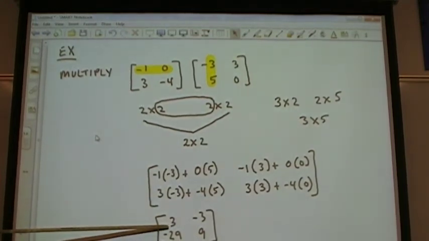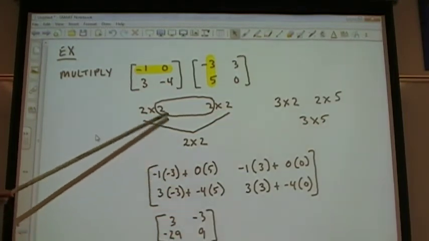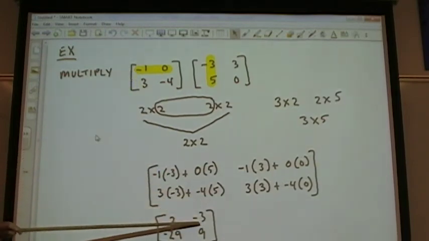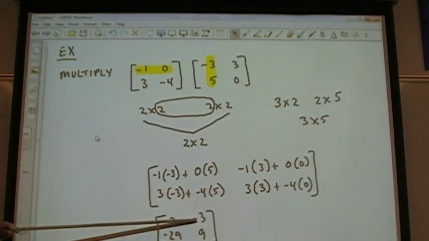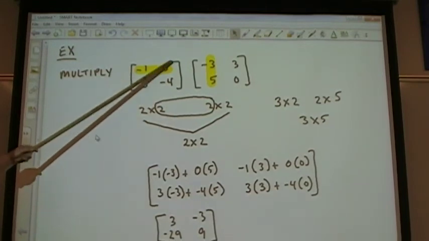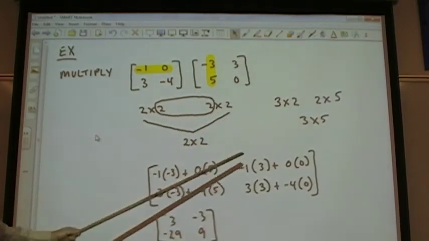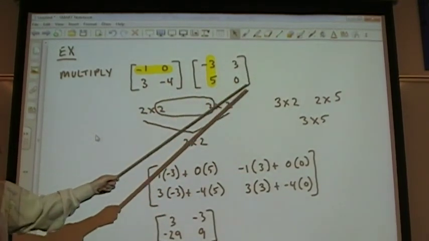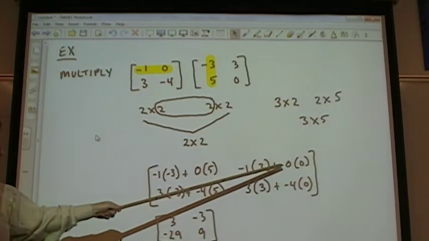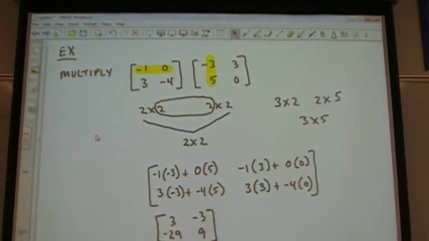Does that make sense? Good. So how would I get this -3? Where's the location? It's in the first row, second column, right? So I have to use the first row, second column. -1 corresponds with 3, and 0 corresponds with 0. So you multiply -1 and 3 and add 0 times 0, and you should get -3. Are we following this? I'm confused. Okay, let me keep going with the last two and see if it makes more sense.